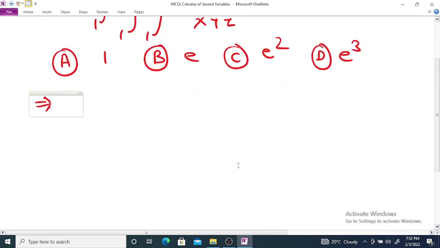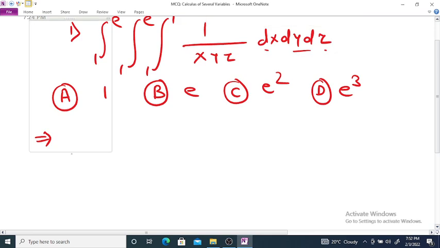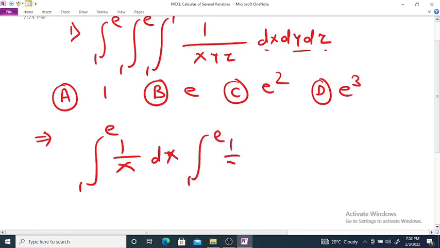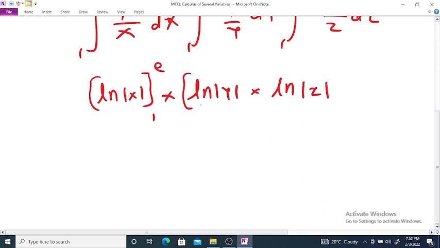Here, since all the limits of integration are constant for x, y, and z, we can directly evaluate this integration. You can take it as the integration of 1 by x dx from 1 to e, 1 by y dy from 1 to e, and 1 by z dz from 1 to e. We know that the integration of 1 by x is ln x, into ln y, into ln z, and all these limits are from 1 to e.